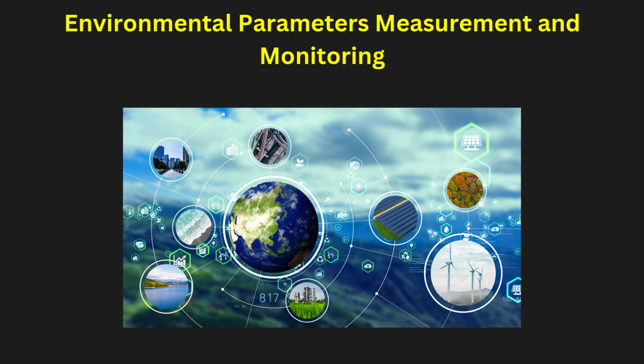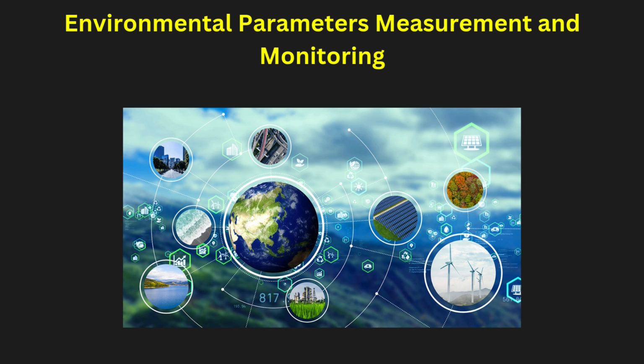So, at first, why measurement and monitoring are important? Environmental parameters such as temperature, humidity, air quality, and radiation significantly affect the human health and ecosystem. Monitoring these factors helps in detecting pollution, predicting the climate changes, and preventing the environmental hazards. So, for example, continuous air quality monitoring can alert the authorities to harmful gas leaks.